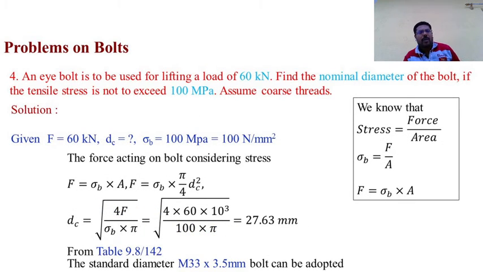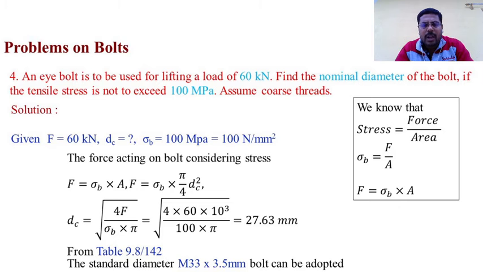So we go for problems on bolts. The fourth problem is on an eye bolt, where a circular hole is there in the bolt. An eye bolt is to be used for lifting a load of 60 kilonewton. Find the nominal diameter of the bolt if the tensile stress is not to exceed 100 megapascal, assume coarse threads. Solution: given F = 60 kilonewton, the load lifting capacity. The nominal diameter is to be found.